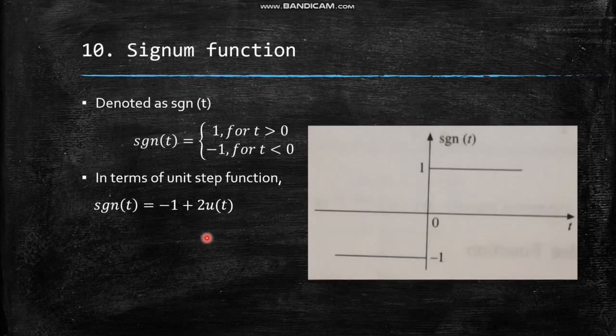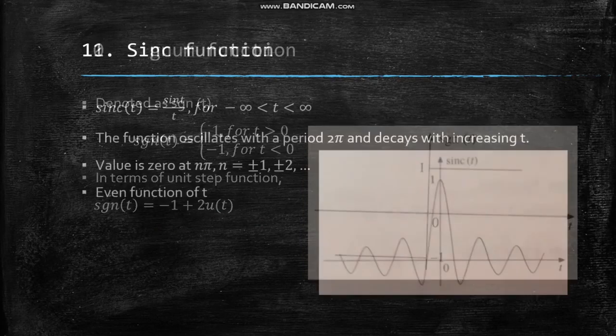10th one is the signum function. It is denoted as sgn of t. Signum function sgn of t is 1 for t greater than or equal to 0 and minus 1 for t less than 0. The signum function can be represented in terms of the unit step function as sgn of t equal to minus 1 plus 2u of t.